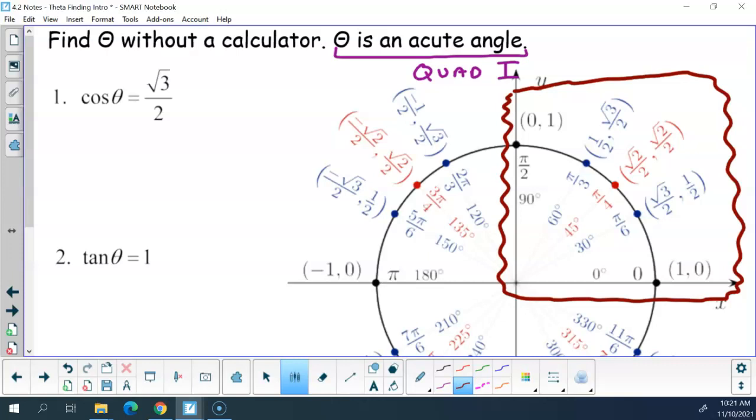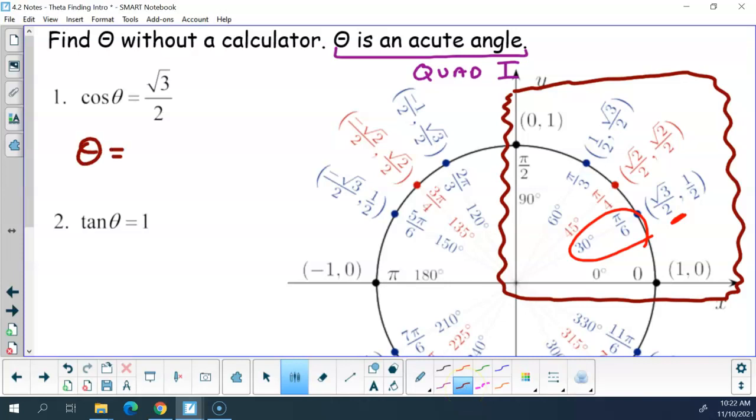So when it says the cosine of theta is equal to the square root of 3 over 2, in my brain I'm saying, okay, where in quadrant 1 is cosine of theta square root of 3 over 2? Cosine is x or y? X. So where in quadrant number 1 is my x value square root of 3 over 2? Pi over 6. So it's right here. So it's either pi over 6 or 30 degrees.